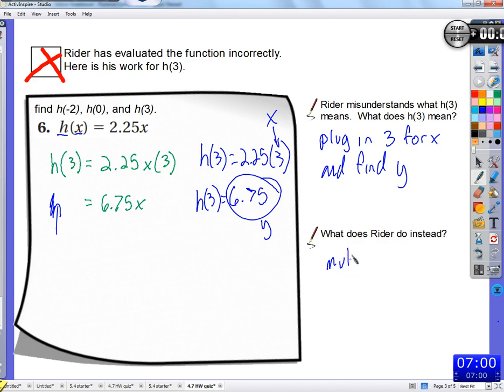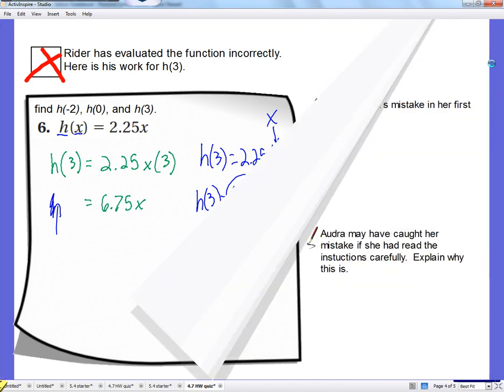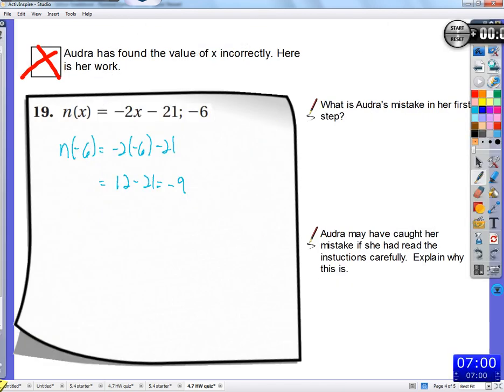So, Ryder, he multiplies the function by 3. And he should put 3 in for x. He mistakenly multiplies all the functions by 3. The next one, Audra has found the value of x incorrectly. This is her work.